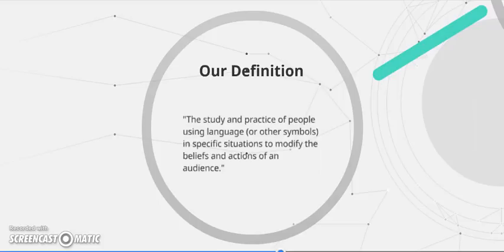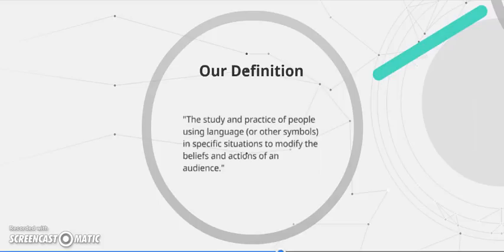The next key words are specific situations. If rhetoric is a practice, it's a practice that happens in concrete settings. And those concrete settings can both shape a rhetorical message, and reciprocally we try to formulate rhetorical messages so that they shape the situations in which they occur.